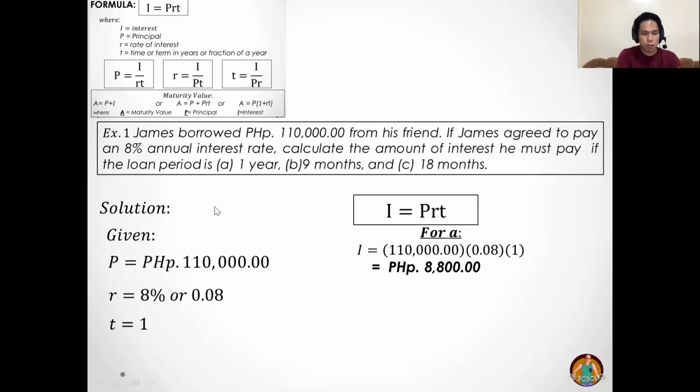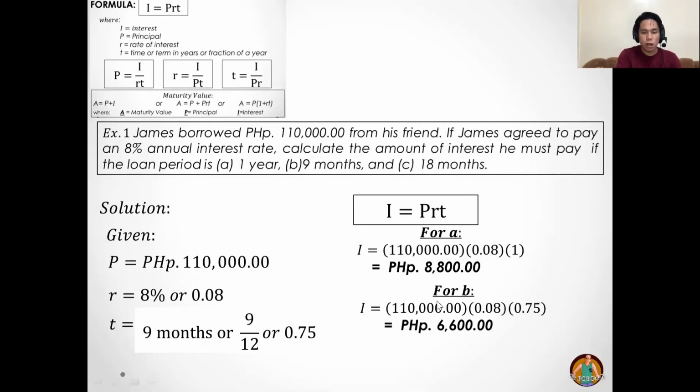B, that is 9 months. So, same pa rin yung given. Yung papalitan natin is letter T or time. That is 9 months or 9 over 12 or 0.75. So, bakit 9 over 12? Kasi nga, di ba dapat yung time natin dapat nasa year. Months yung given. So, gagawin mo siyang year. Paano siya gagawin year? So, over 12 months. Okay? So, bakit 12? Kasi there are 12 months in 1 year. So, 9 divided by 12 is 0.75.